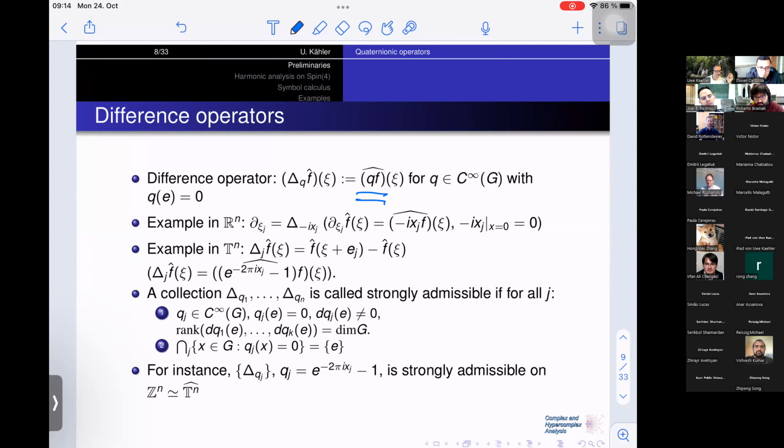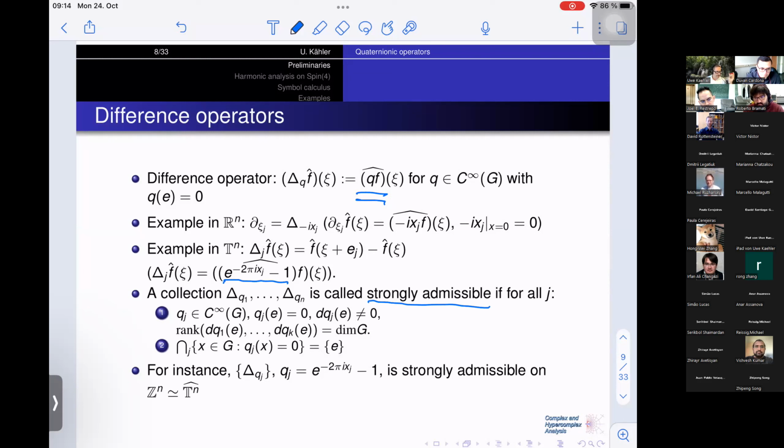You take here the forward differences. I mean, you could also do the backward differences, but that's basically what you have. And the multiplier is just the standard symbol of a forward difference. And the question is simply, what kind of difference operators can I take so that I can generate everything, or that the calculus works? And for that one, they introduced the so-called strongly admissible set, which is basically having these conditions.